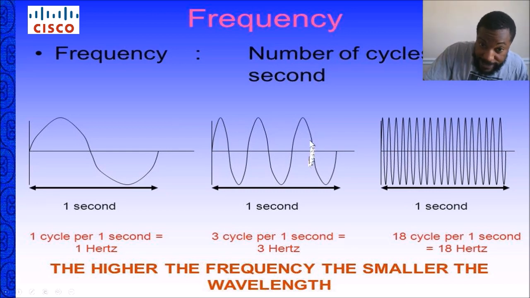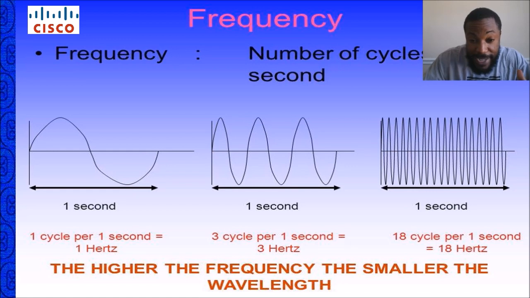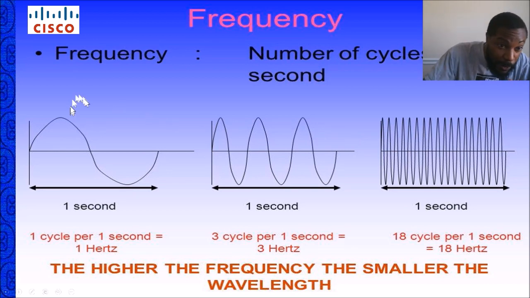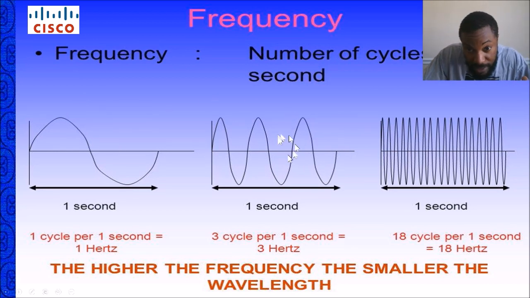I'm going to give you a pop quiz. It traveled three times in this second right here. How many hertz is that? Pause it and think about it. I'm not going to give you that much. It's three hertz. That's easy, right? So in 1 second, it traveled three times. That's three hertz. Remember that. This was one hertz. It traveled in 1 second. This is two hertz. It traveled in 1 second.